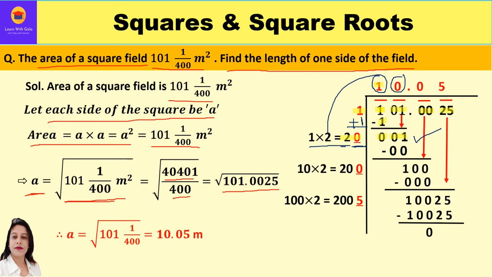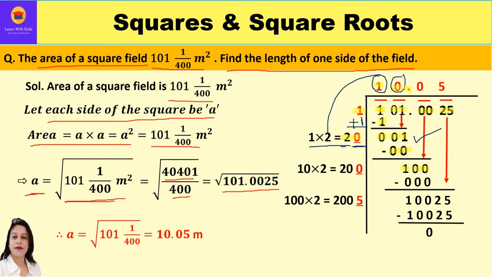So 20 is our divisor, 0 is our quotient, 20 into 0 is 0, right? Now 1 minus 0 is 1. Bring down the next period, that is 0 0, right? Now, since we have started with the decimal part, we need to put a decimal point after 10. After 10 in the quotient, we will put a decimal point. It shows that we are finished with the whole number part, and now we are starting with the decimal part.